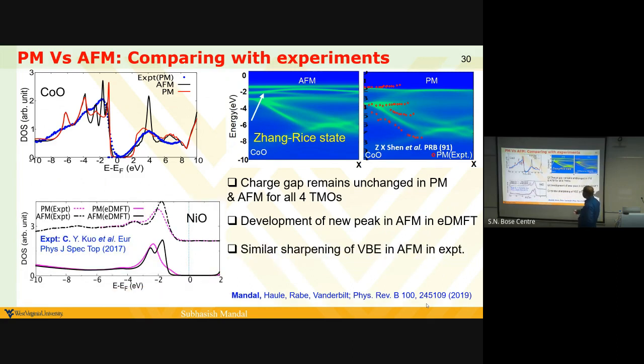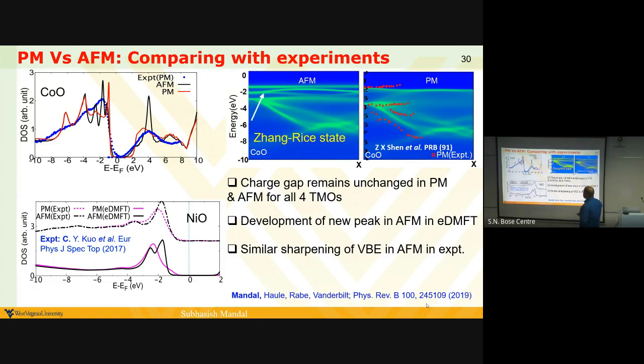Recently, actually, there was a paper on nickel oxide saying that this actually happens in the experiment, which I'm showing in the dotted line. The valence band edge sharpens when it goes from the paramagnetic to the antiferromagnetic phase, by cooling the temperature. So you can kind of see that.